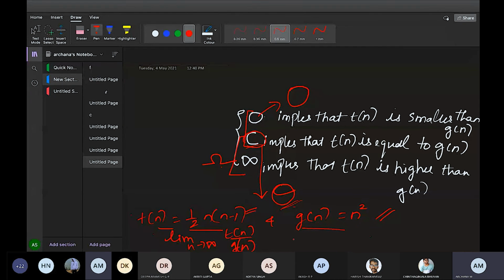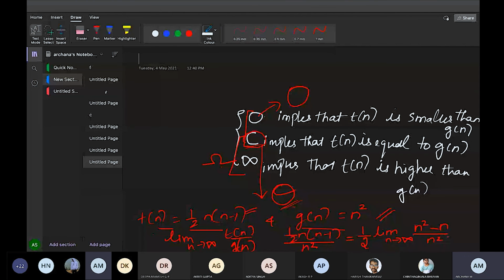What is this? Look here, this is half n into n minus 1 divided by g of n, which is n square. Now what we have to do is multiply this out: n into n minus 1. Since half is a constant, according to our limits we can take that outside. We can represent it as half limit of n tends to infinity of (n square minus n) divided by n square. This is what we get.